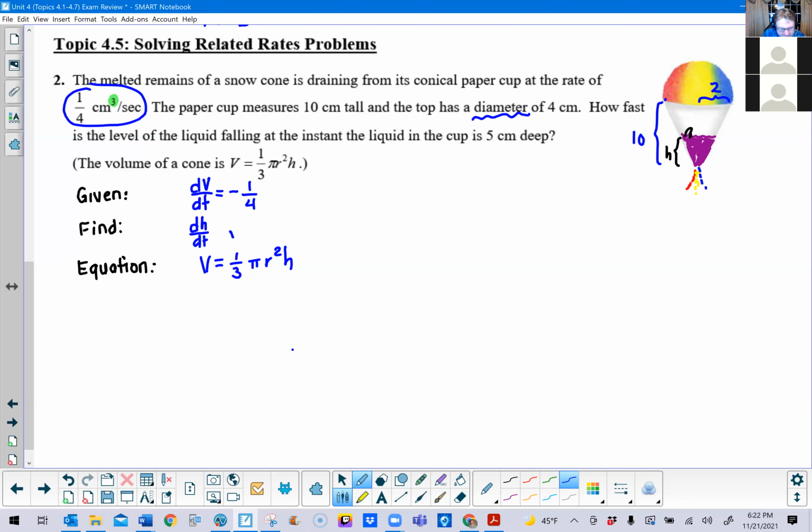And we're going to find this specifically when the height is 5. When the height is 5. Okay, next stage of it. You've got your formula for your volume. We've discussed how this is a bad formula, you guys. This is horrible. The cone formula is one of the worst because of all the variables in it.